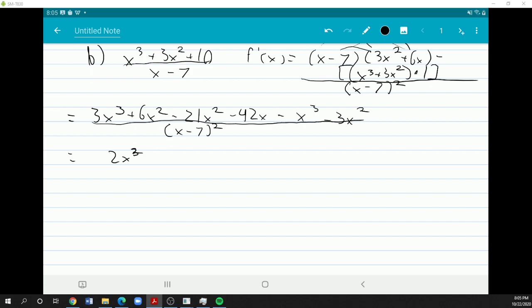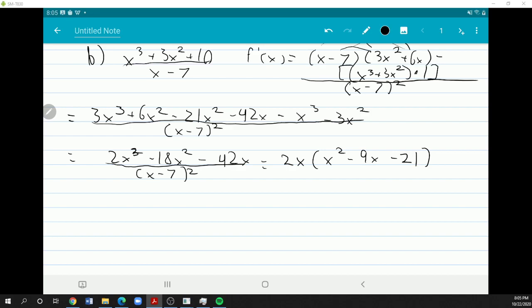And then we have a 6x squared minus 21x squared is minus 15. Minus another 3 is minus 18x squared. Then we have this minus 42x sitting by itself over x minus 7 squared. So I can factor out a 2 from everything for sure, and also an x. So I get x squared minus 9x minus 21, all divided by x minus 7 squared.